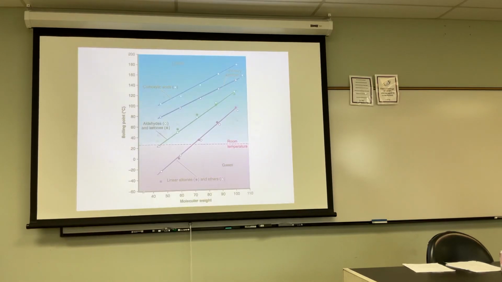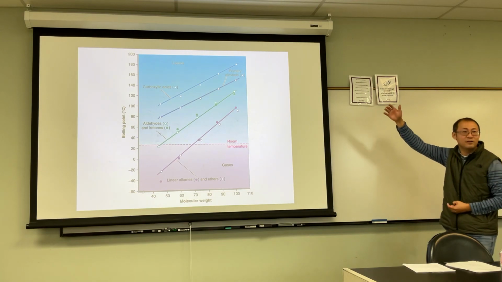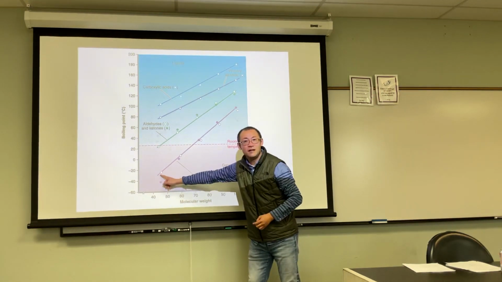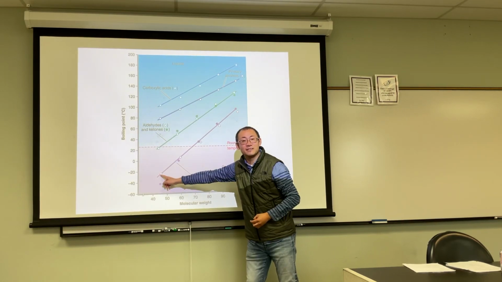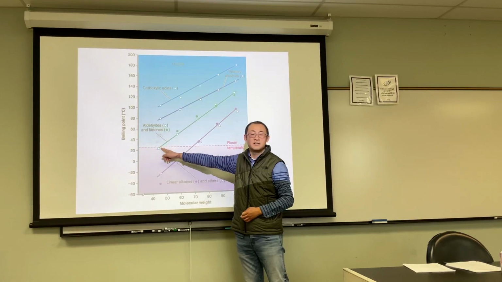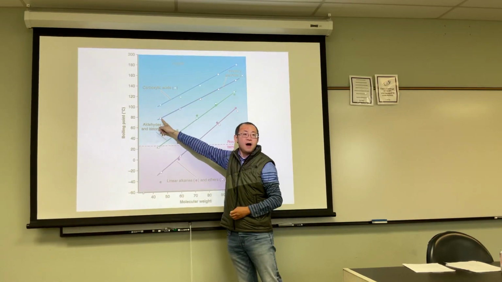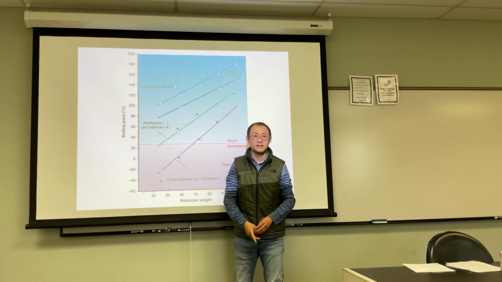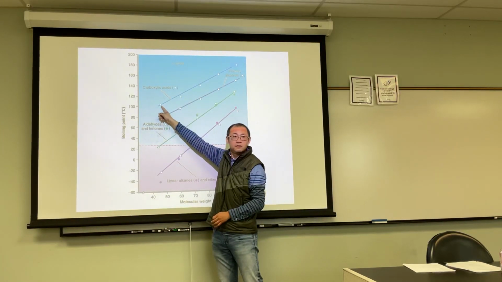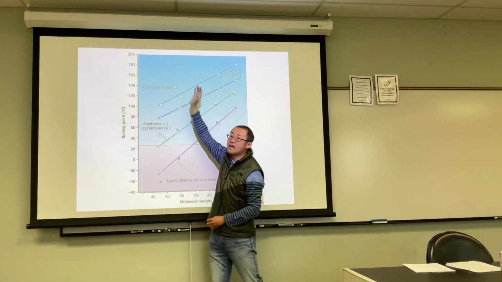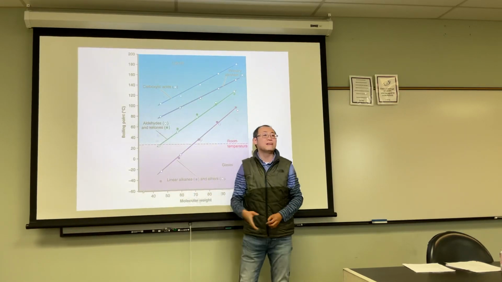Here, you can see that our chart becomes better and better, more and more complete. This line is alkanes and ethers. This line, aldehydes and ketones. This line, alcohols. This line, carboxylic acids. Their boiling points are even higher than alcohols.